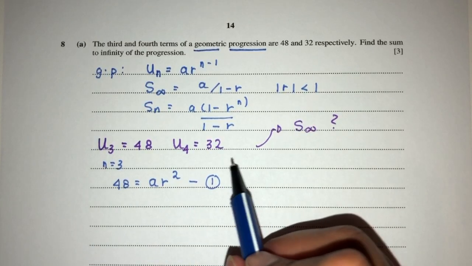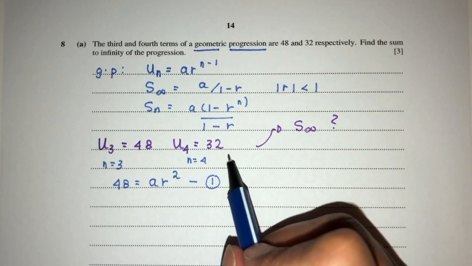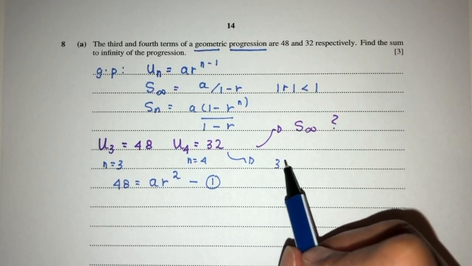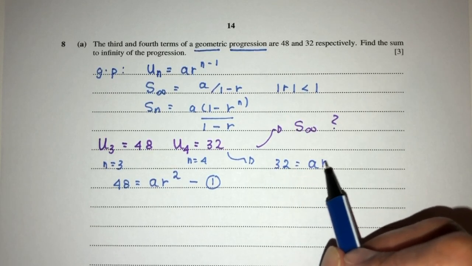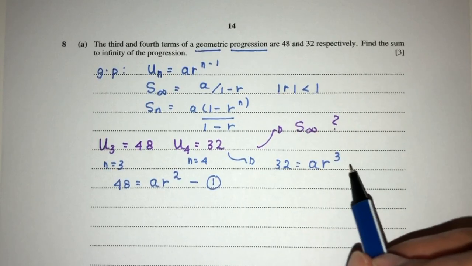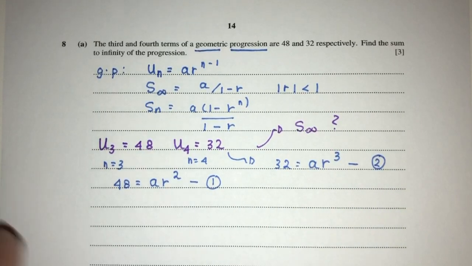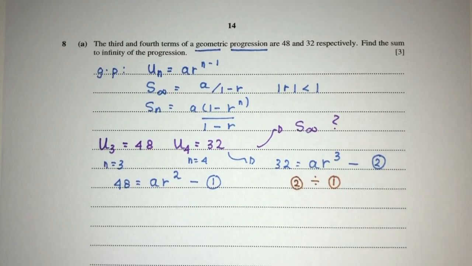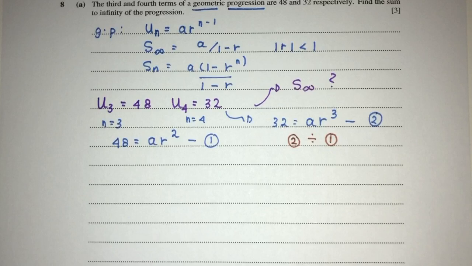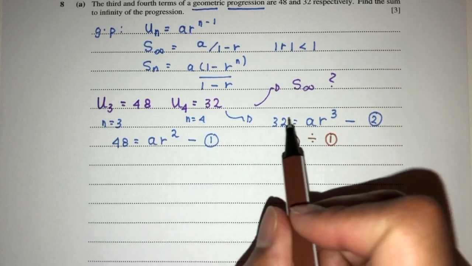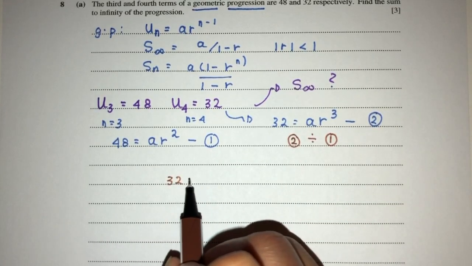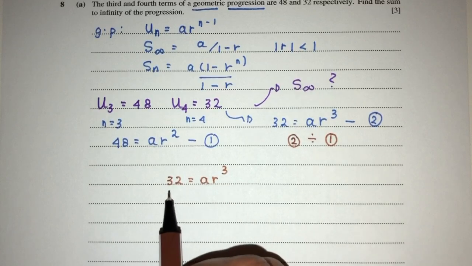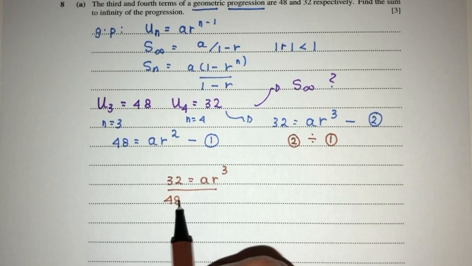Now for this one, same thing, where n is the value of 4, what happens? That will be 32 is equal to a, we don't know, r we don't know, and the power is 4 minus 1, which is 3. That is my equation number 2. So what can we do here? Very simple. We can try to take equation number 2 divided by equation number 1. It's the same thing as solving simultaneously, but that's another way of just doing this faster. So 32 is equal to ar cubed over 48 is ar squared.